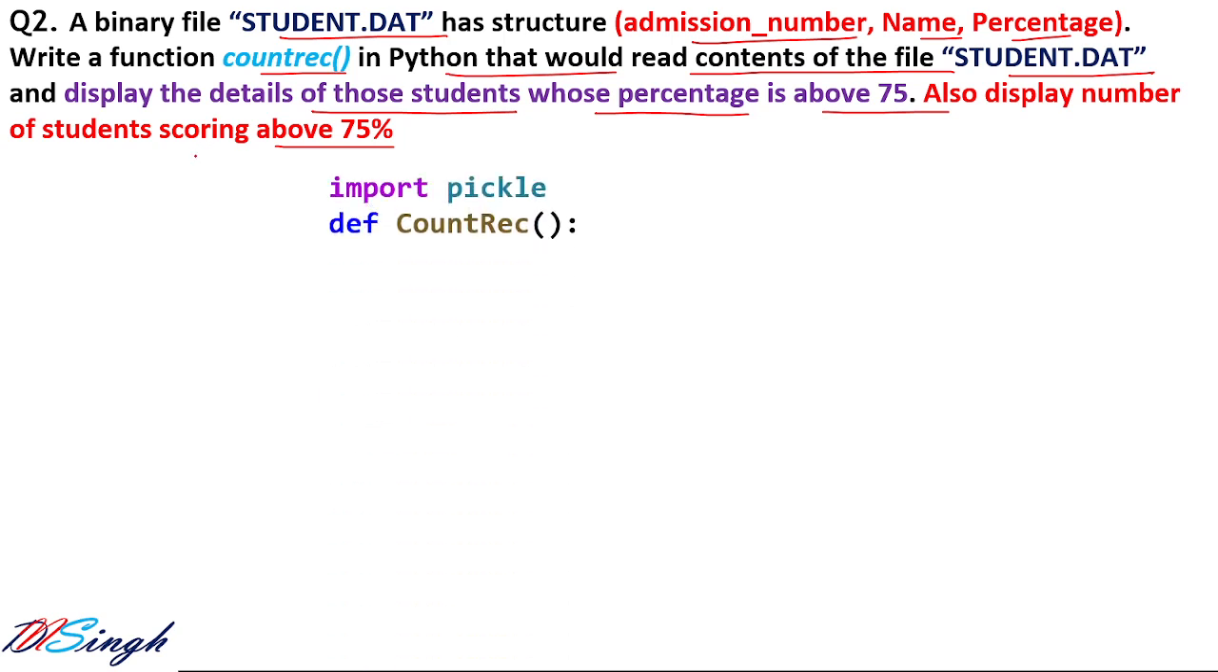So first we need to import the pickle module and write this function header, def count record. It has been given in the question itself. Next job is to open a file. For what purpose? For reading only, because we need to compare the content of the file. And there you have this record structure in the form of a tuple. Fine, we are not updating it. We are just trying to see what the percentage is. If it scored more than 75, then we maintain a counter.